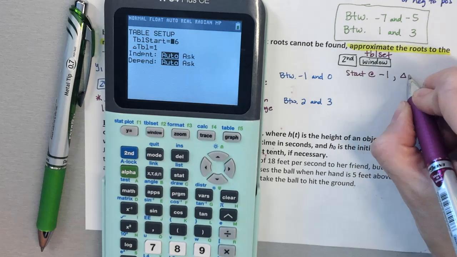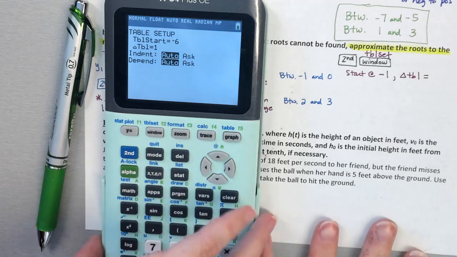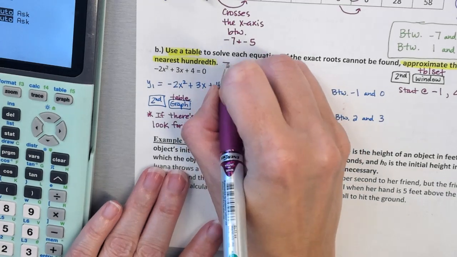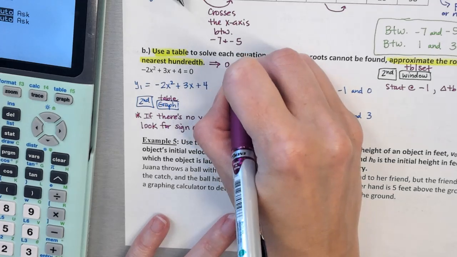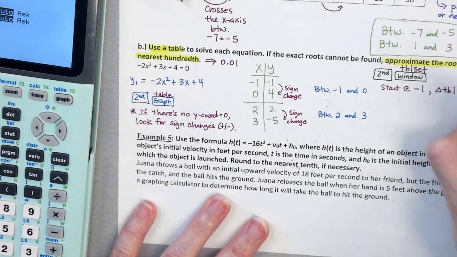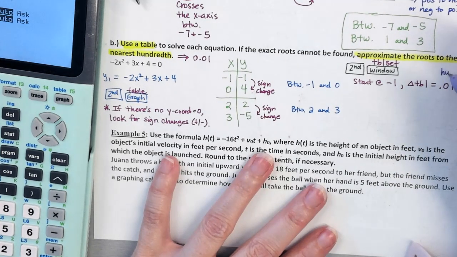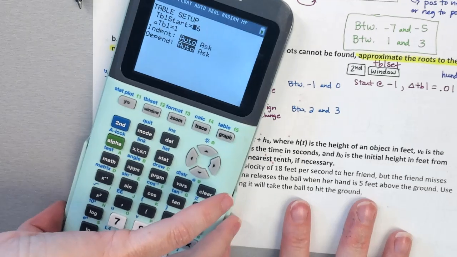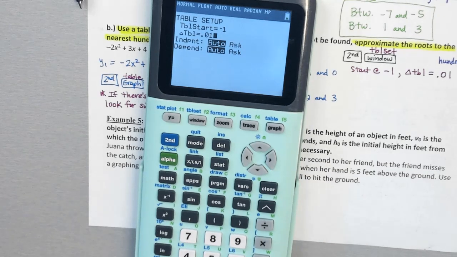Okay, now you're changing the table. It says to round to the nearest hundredth. How do you write 1/100th? 0.01. Yep, it's just 1 in the hundredths place, right? So 0.01 is what you're going to go by. Okay, so that's the nearest hundredth. If it said to round to the nearest tenth, what would you go by? 0.1. Okay. So we're going to start at -1, and we're going to go by 1/100th.